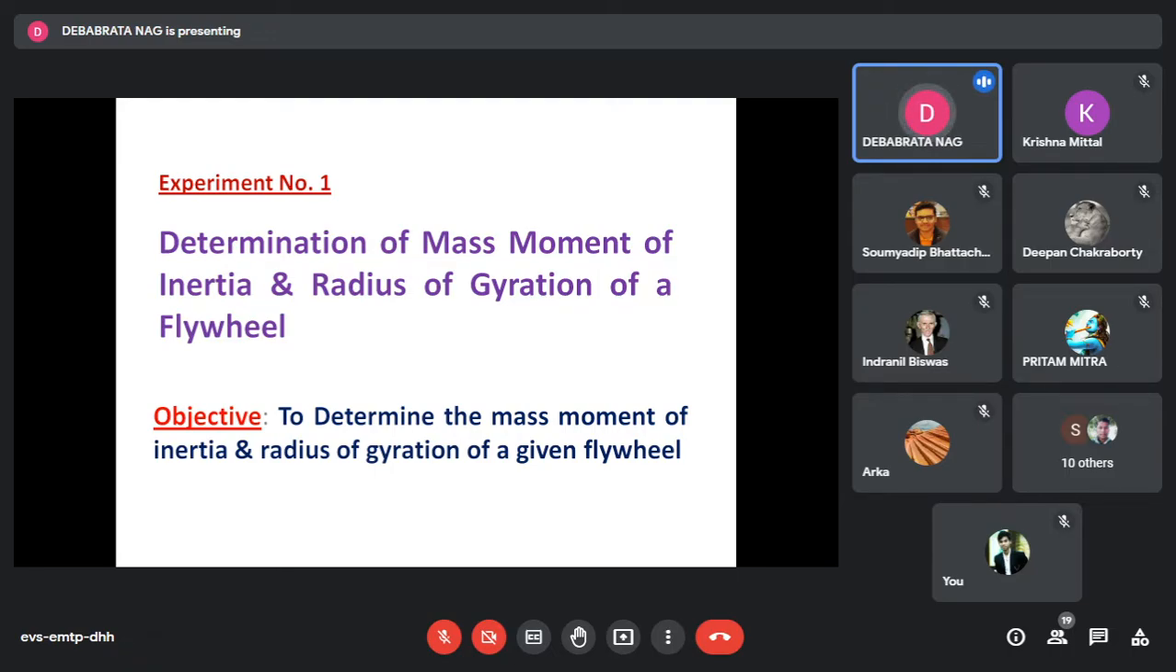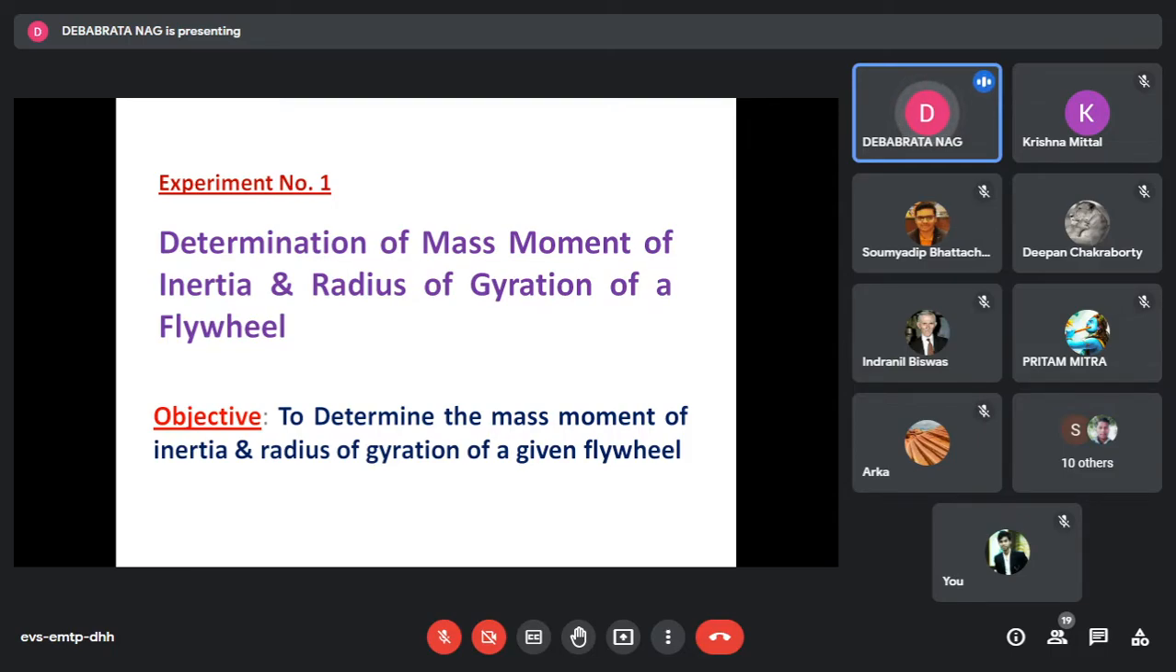So in this case, the flywheel will be undergoing centroidal rotation, as you have studied in your dynamics of rigid bodies, plane dynamics. That means the axis of rotation coincides with the centroidal axis. That means the axis is passing through the centroid of the flywheel, and the whole thing will turn about that. So we need to calculate the mass moment of inertia about that centroidal axis of rotation, and the radius of gyration also will be about the same axis.